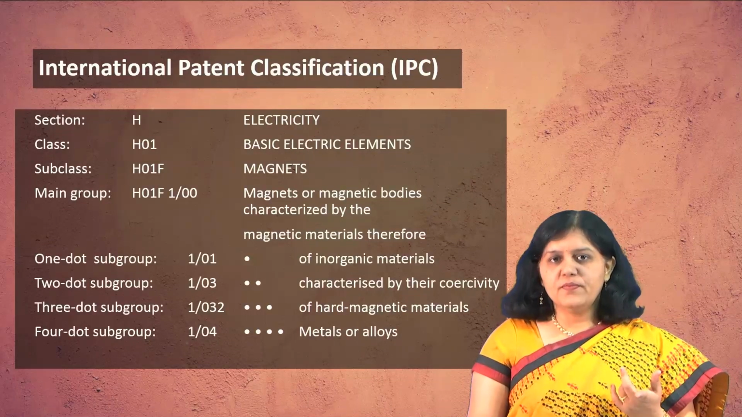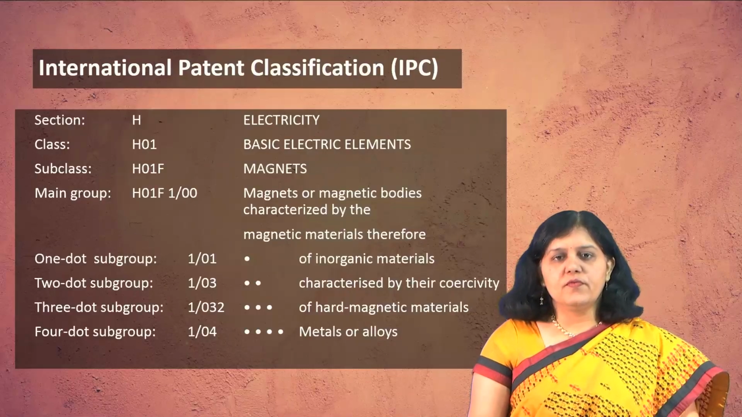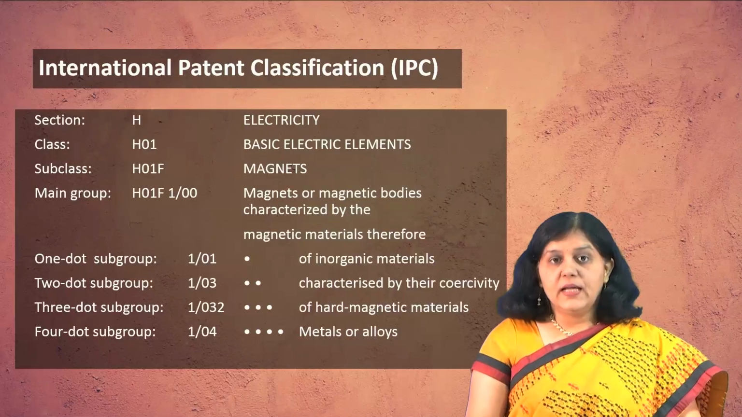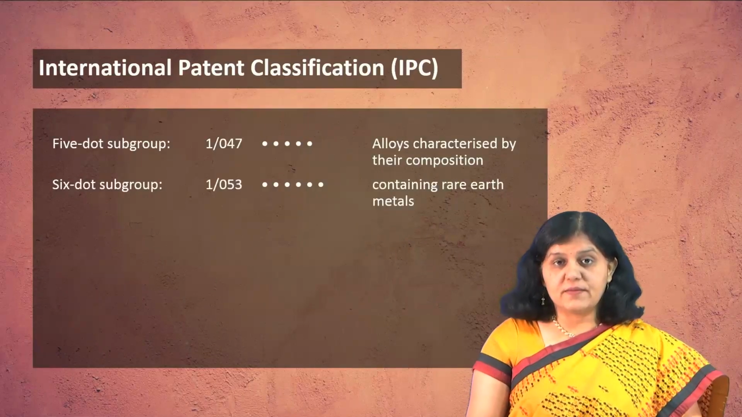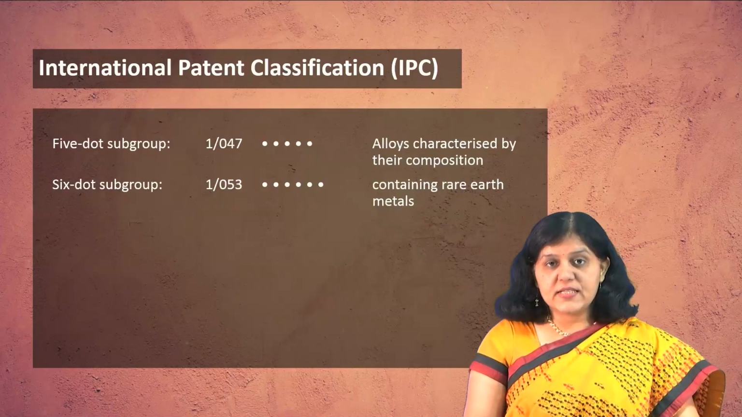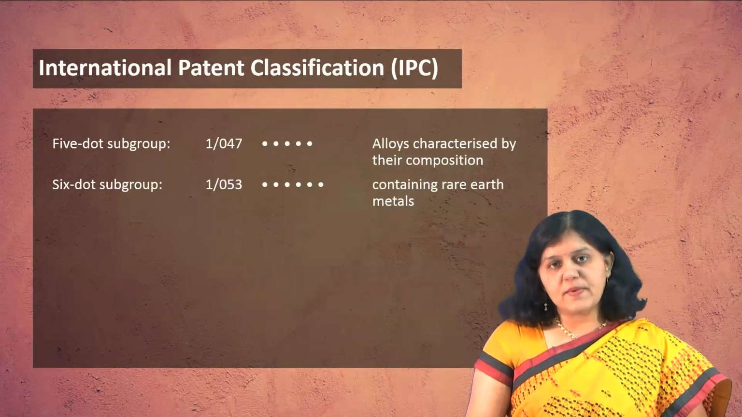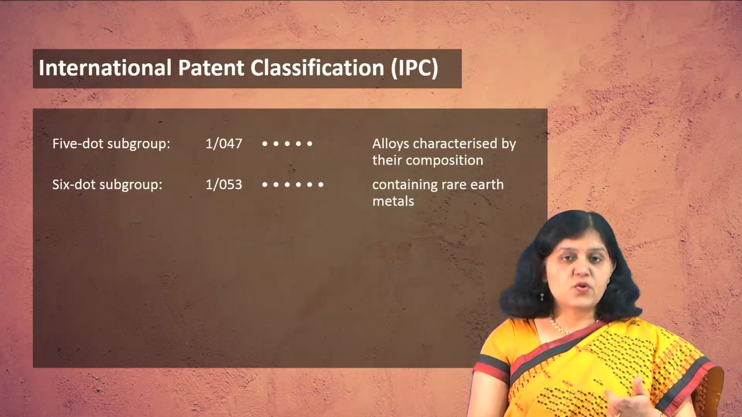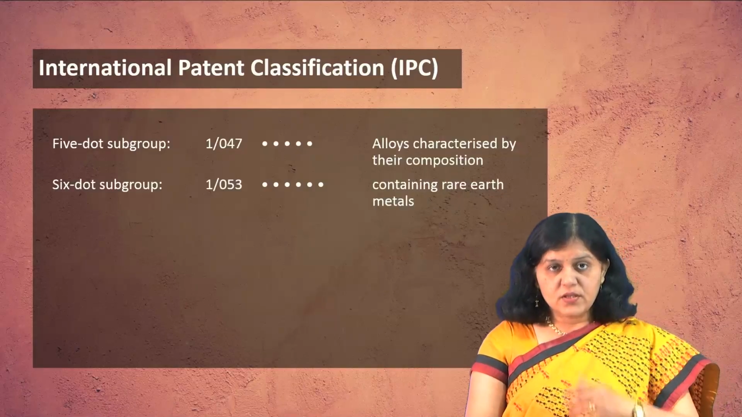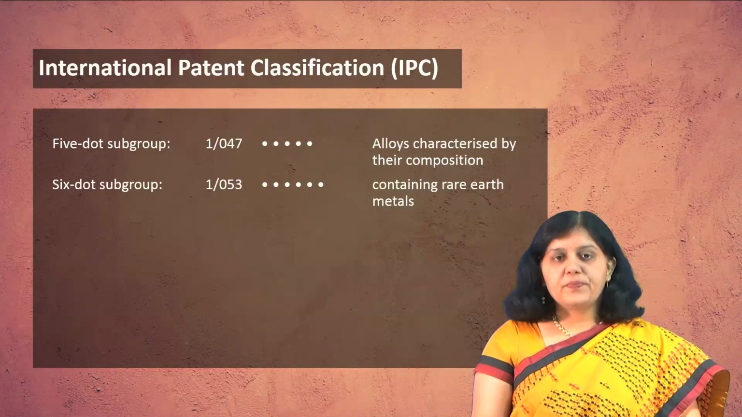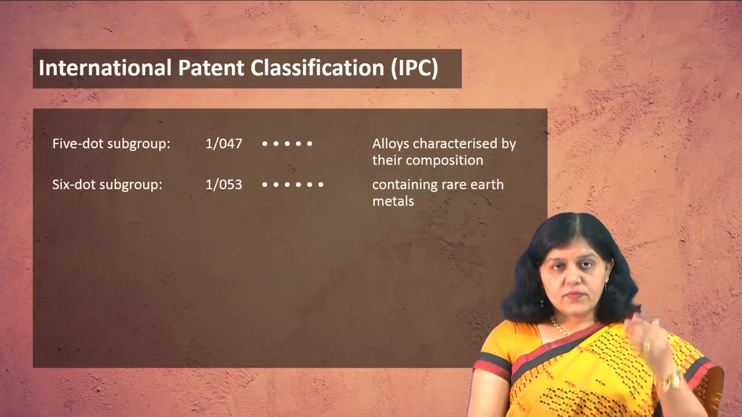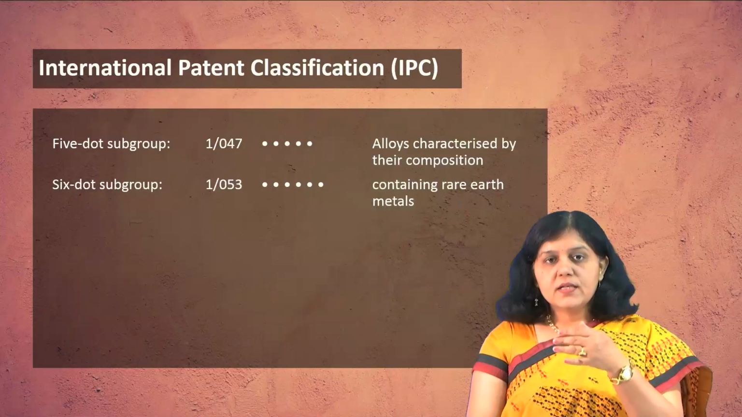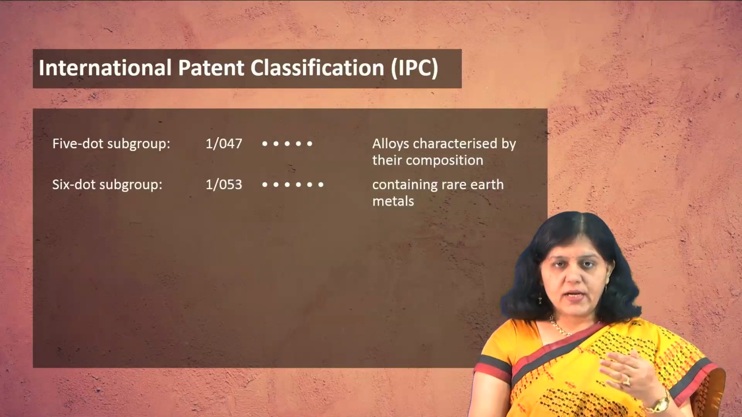So, the one dot subgroup we have seen, and then you can go through further. For example, 1/04 is metals or alloys. Then further, the 5 dot system: if it is there, it is related to alloys which are characterized by their composition. Further, there is a 6 dot group. In that way, based on the dots, it is further classified. So this is the way the hierarchy goes: section, class, subclass, main group, and then the subgroup as 1 dot, 2 dot, 3 dot, and so on.